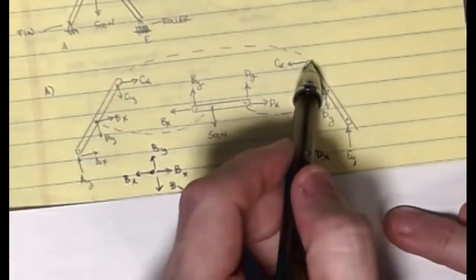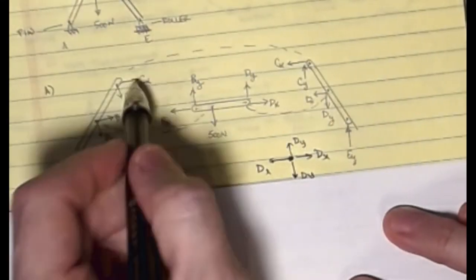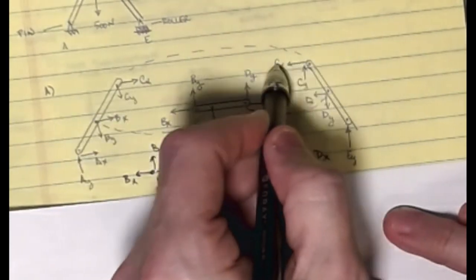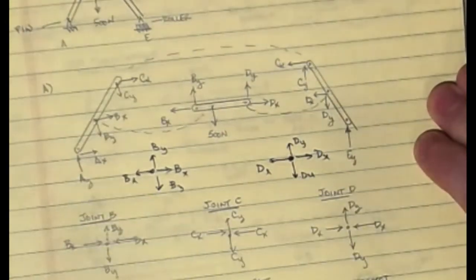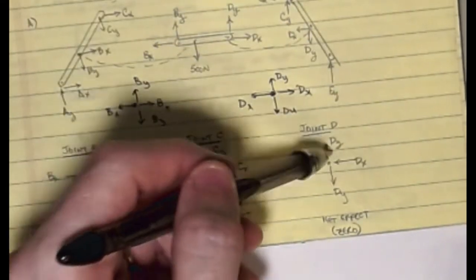Okay, the other piece then is that we also know that C is connected to the other C. So if I do CX to the right here, I have to have a CX to the left here, and if I do a CY down here, I have to do a CY up here. Okay, and so that gets us our particular setup for this. All right. So again, if we draw our joints, the net effect at joint B is 0, the net effect at joint C is 0, and the net effect at joint D is also 0. So we're in great shape.